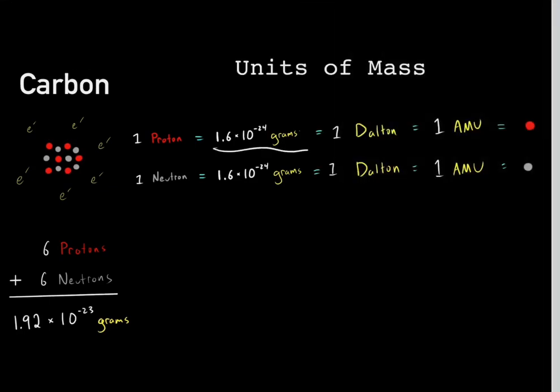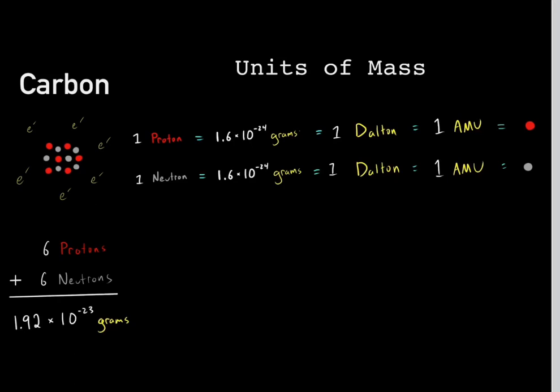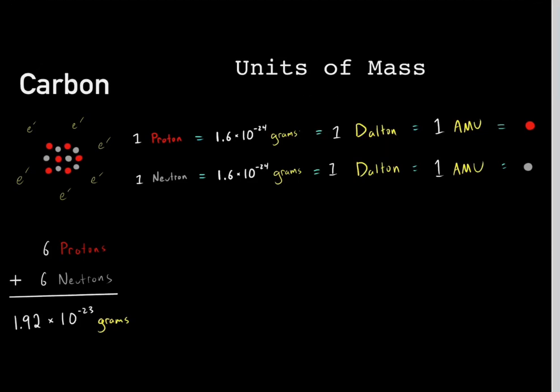However, this is a really ugly number. 1.6 times 10 to the negative 24 grams is a very ugly, not whole number. So instead of dealing with this ugly number, we can use a Dalton. One Dalton is by definition 1.6 times 10 to the negative 24 grams. So this is an easier number to deal with.